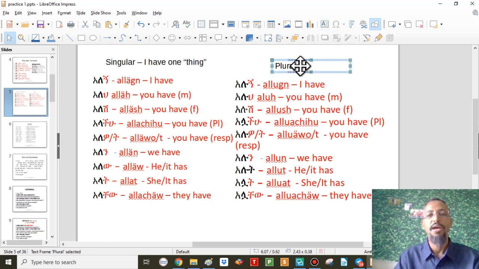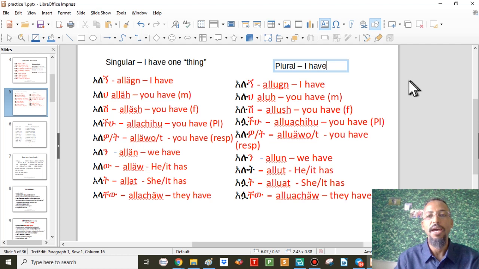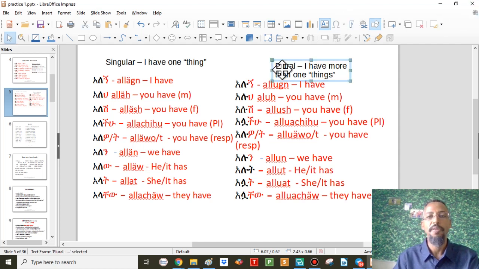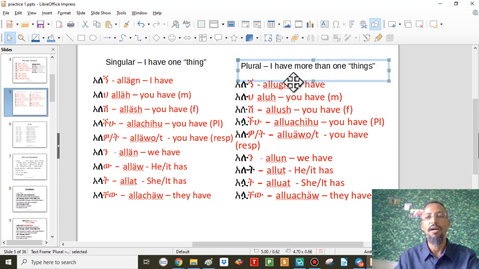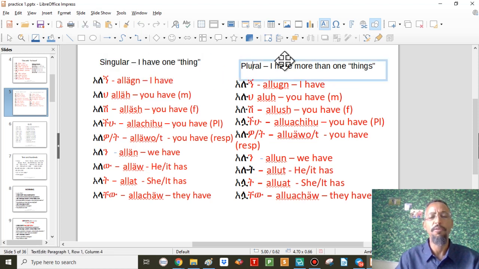And plural means I have more than one brother, idea, more than one ideas, more than one houses, cars, brothers, professions. So that's more than one thing. So that "thing" in quotation marks can mean anything like person, ideas, relationships, properties, whatever.